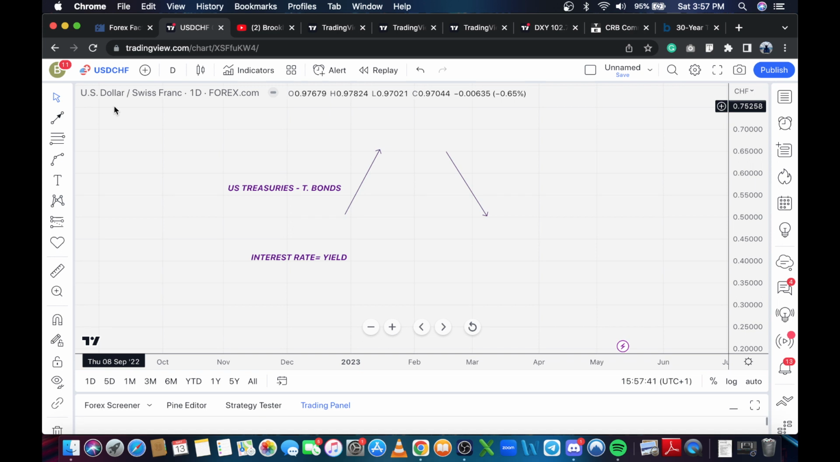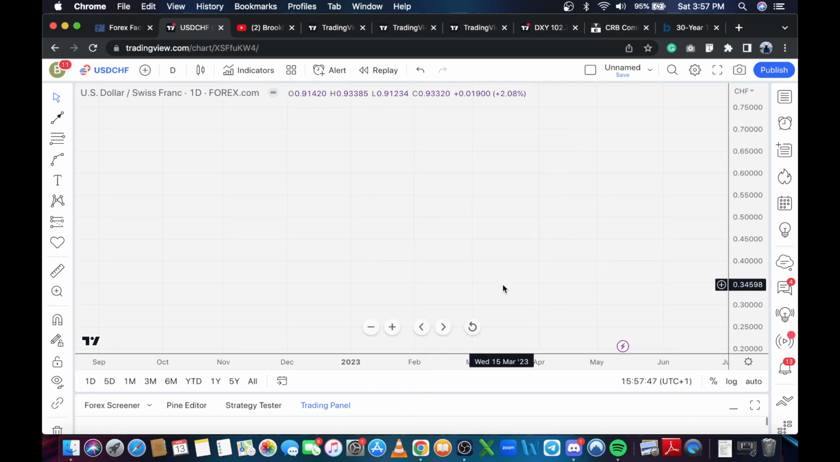Alright, so now let's talk about what Treasuries or bonds are. Not even talking about US Treasuries or bonds yet, let's discuss what bonds are. A bond is simply an IOU issued by an entity when it needs to borrow money. So what do I mean by an IOU?